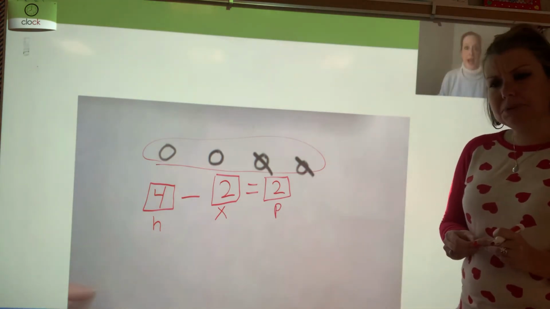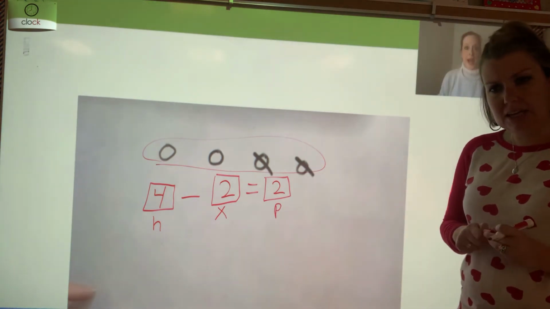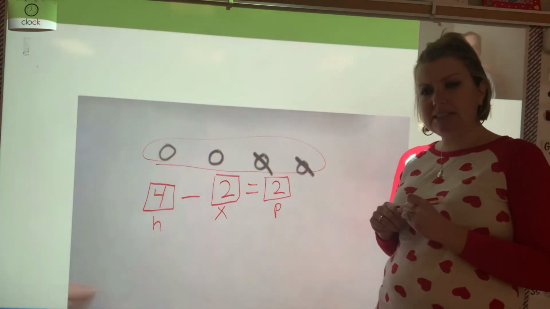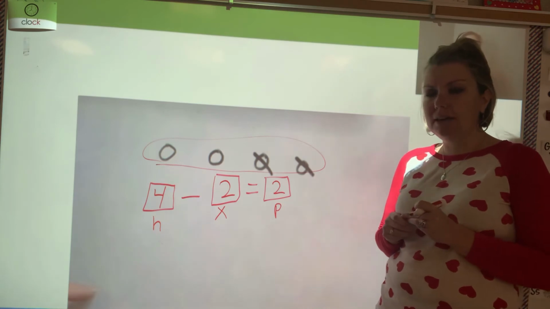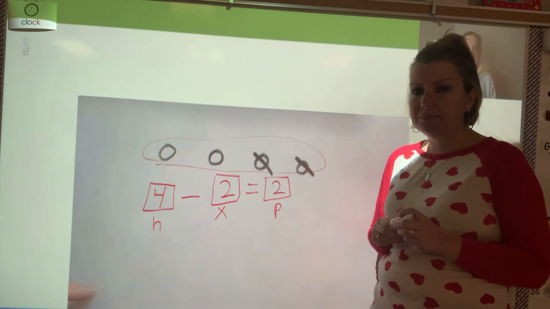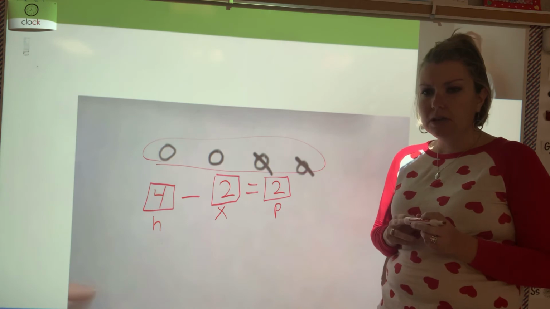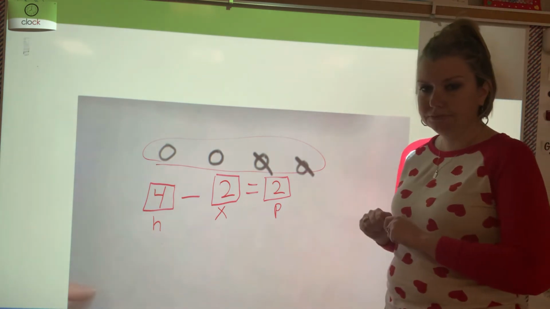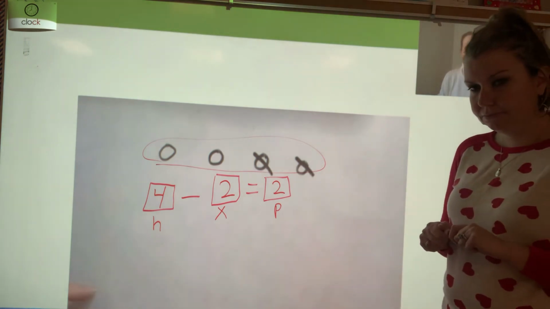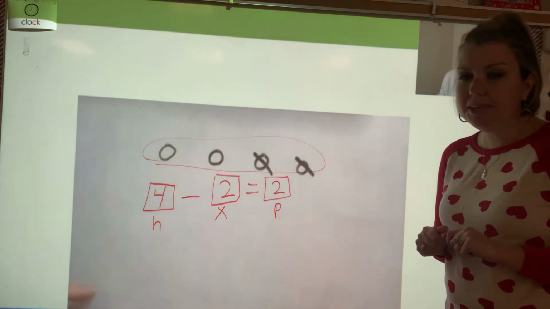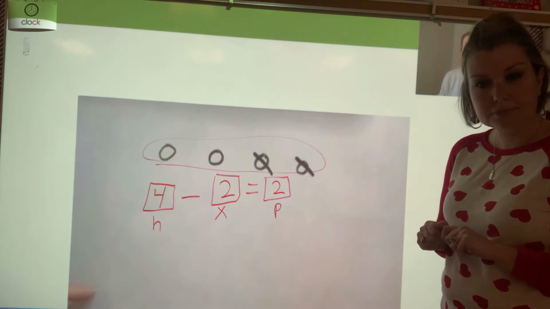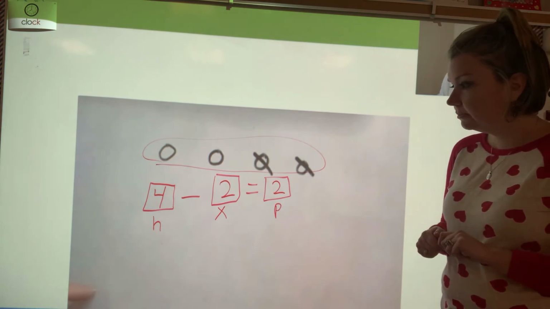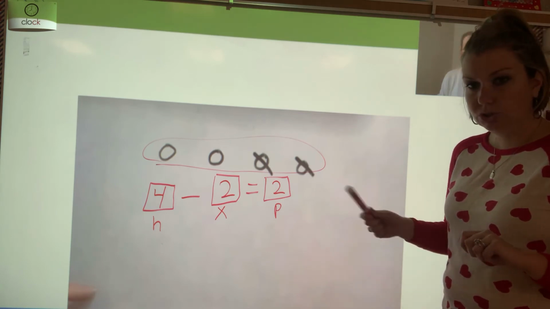Could we write our number sentence a different way? Can you write this a different way? If you think you can, raise your hand and tell me. Ryan? The same. What do you mean the same? 4 equals 2 and 2.